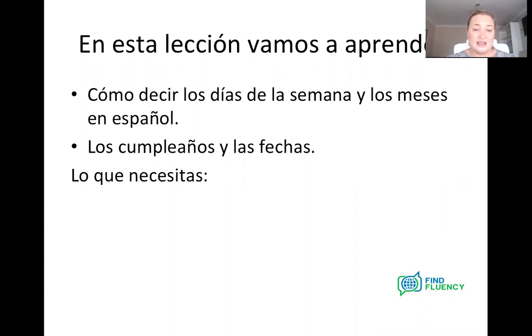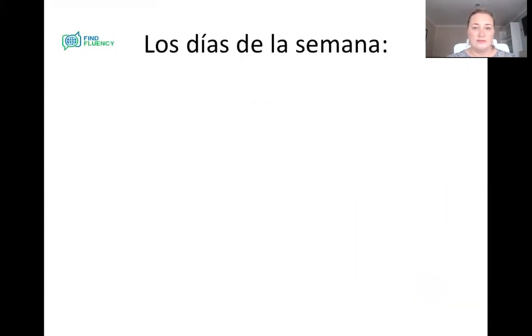Lo que necesitas, como siempre, what you need for the lesson, un boli y papel para escribir, okay? So a pen, a pencil, un lápiz, and some paper if you've got it handy. That's all you need this week. Okay, so empezamos con los días de la semana, days of the week. Repetimos, so you could repeat these in Spanish after me.